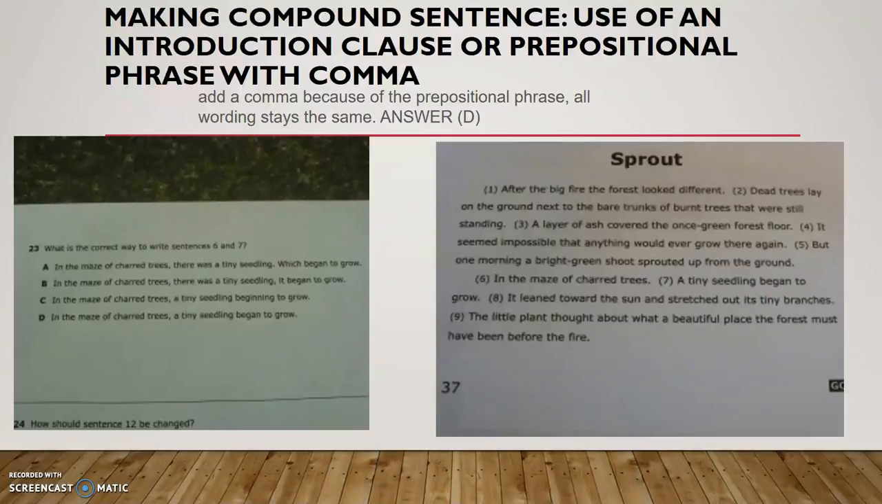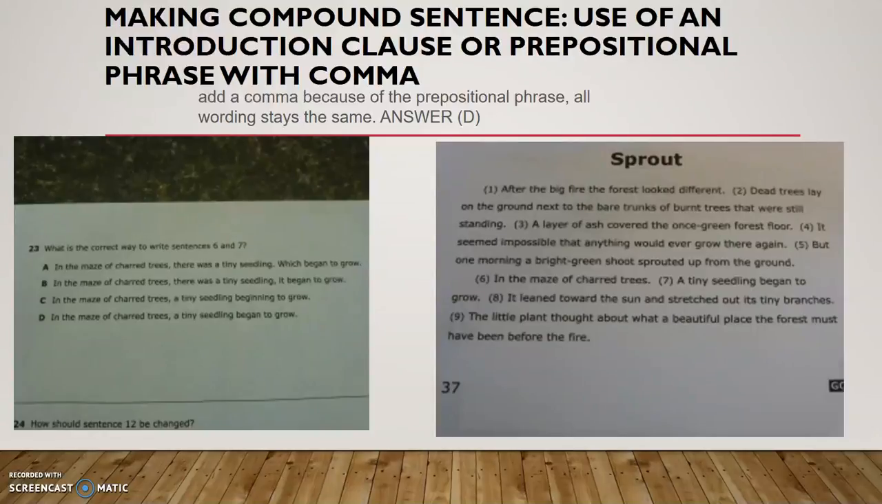Okay, so we need to add a comma because of the prepositional phrase, and all the wording needs to stay the same. So, in the maze of charred trees, a tiny seedling began to grow. Now, D is your answer for that: in the maze of charred trees, comma, a tiny seedling began to grow.